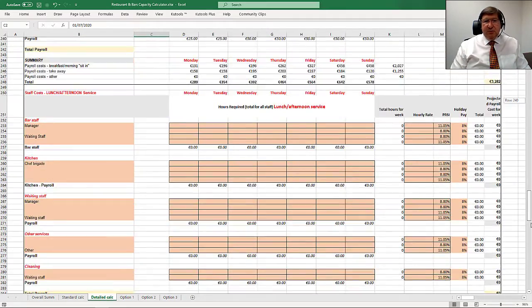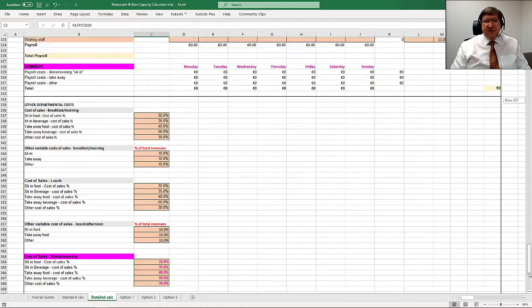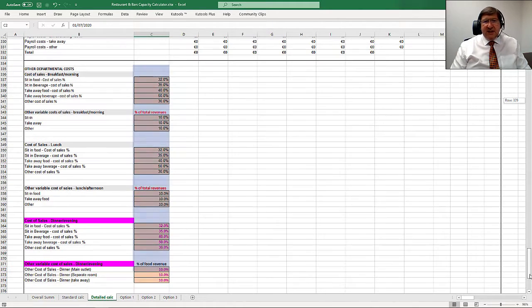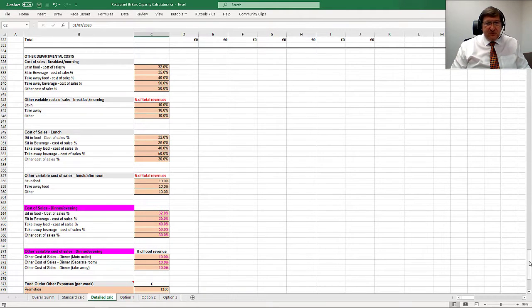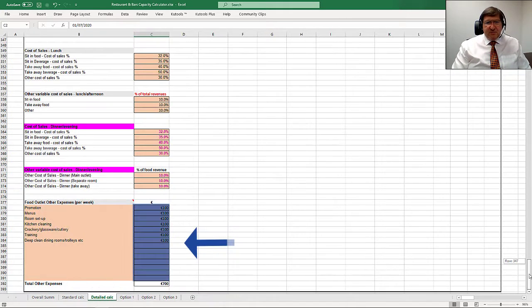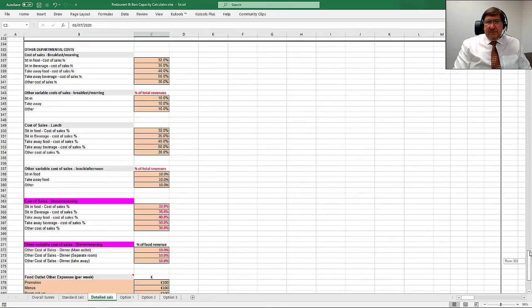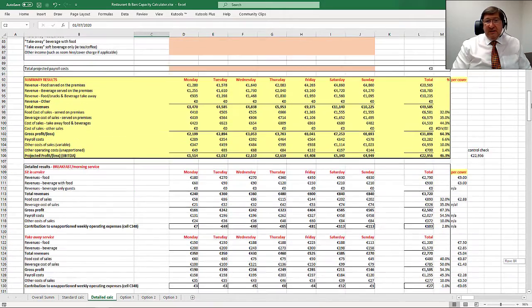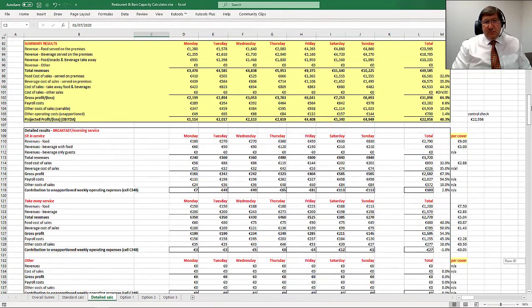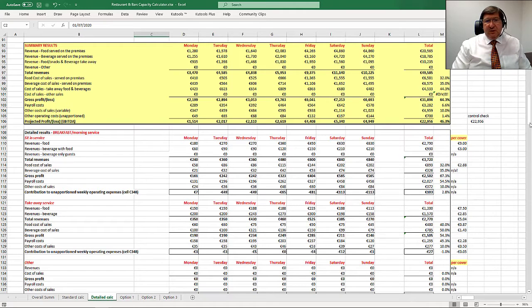Now, scroll down towards the bottom of the sheet where you must enter cost of sales percentage for breakfast, lunch, and dinner service in these cells. The entries will automatically be carried forward to subsequent weeks, although you can override them if you choose to do so. Finally, enter other weekly expenses not included within your cost of sales percentage entries. And that's the end of the data required for week 1. Your data input for subsequent weeks will be less because the spreadsheet automatically carries average spend, cost of sale percentages, rates of pay, and so on into weeks 2, 3, and 4.